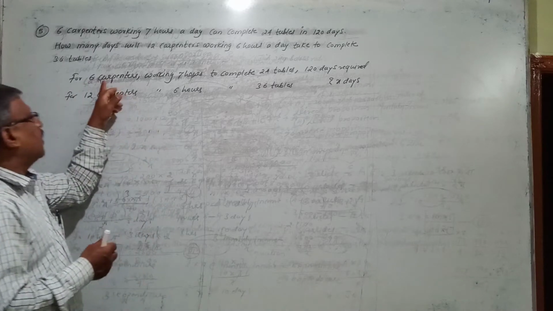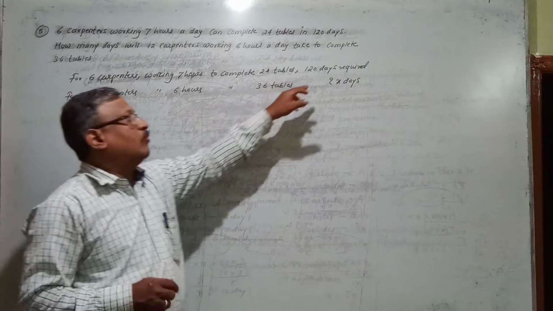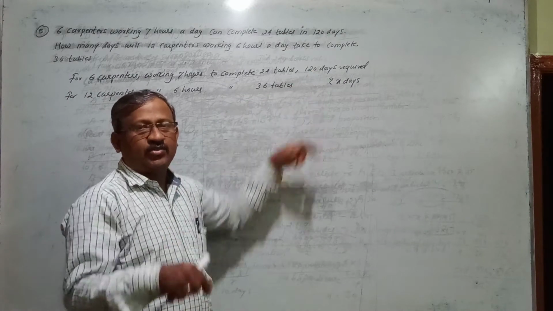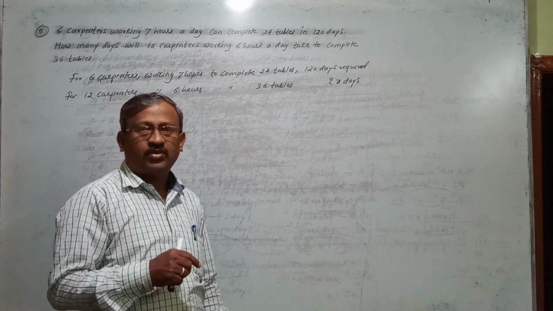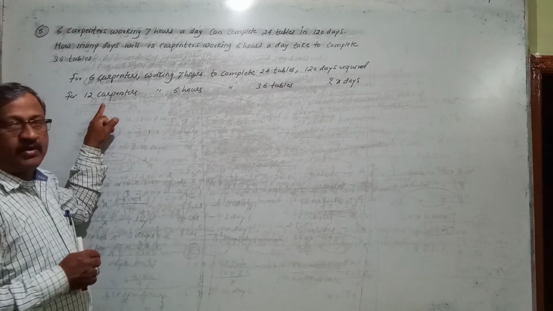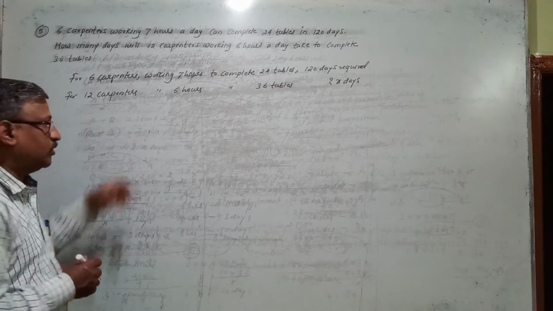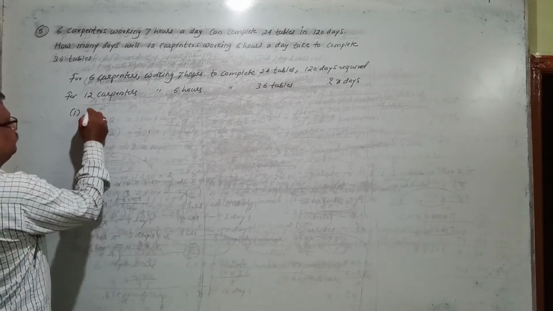So here number of carpenters have increased from 6 to 12, and due to that number of days required are decreasing. So one is increasing, another one is decreasing. So it is said to be which proportion? Inverse proportion. Clear? Means here the number of carpenters are in inverse proportion. So that compulsorily you have to write here. So here you put number 1 and write.